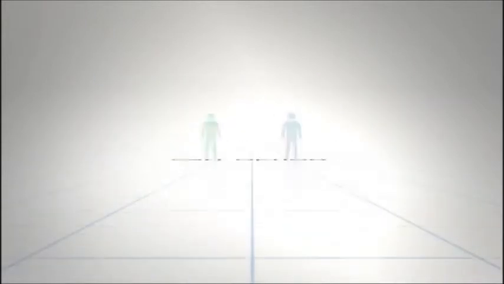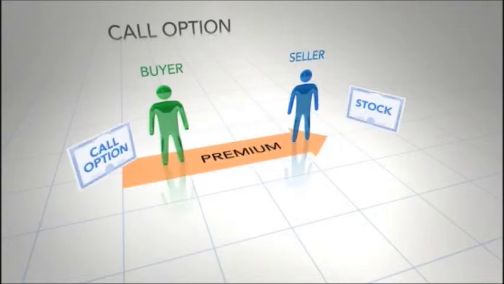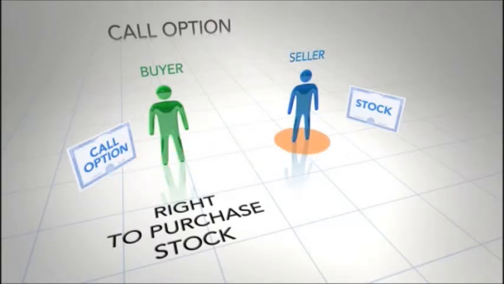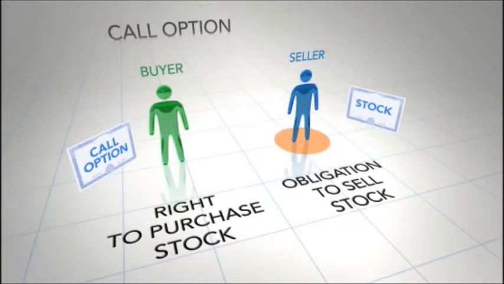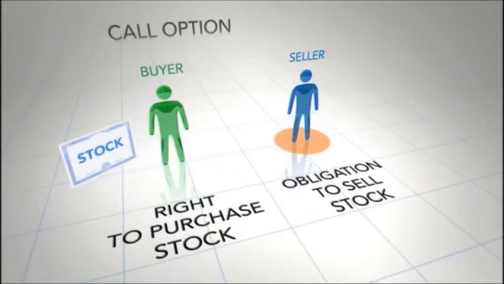Let's take a look at a call buyer. A call buyer is paying a premium to the seller of that option, and the call buyer has the right to purchase the stock at the strike price. Remember that with every right comes an obligation. So the seller of the call option places himself in an obligation. Their obligation now is not to buy the stock, it's to sell the stock. The seller of a call option is obligated to sell the stock.